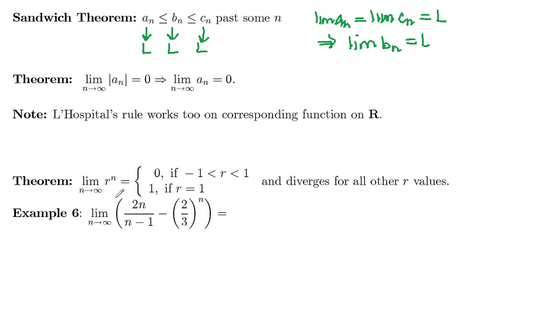Alright, so let's take a look at an example here. We want to find the limit as n goes to infinity of 2n over n minus 1, minus (2/3) to the n. So the first thing we'll do is split this up into the limit as n goes to infinity of 2n over n minus 1, and then minus, that's this minus sign, the limit of (2/3) to the n, again with n going to infinity.